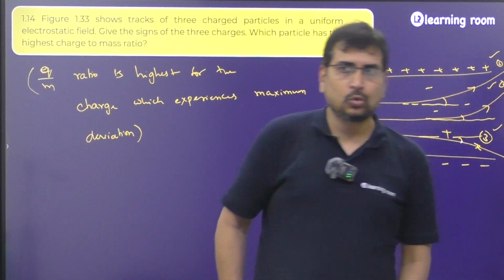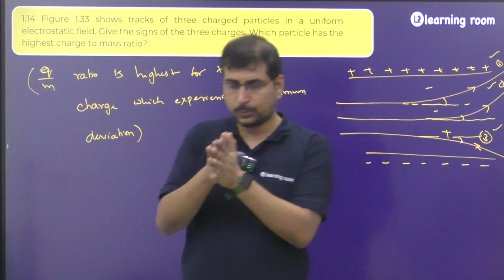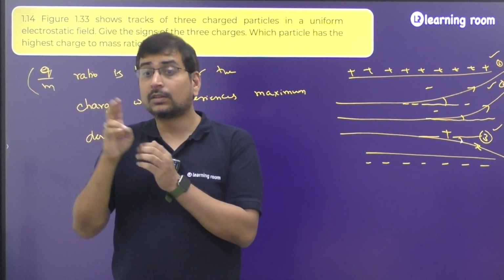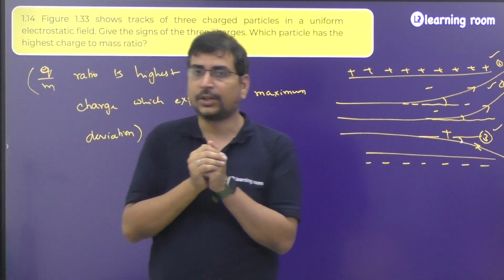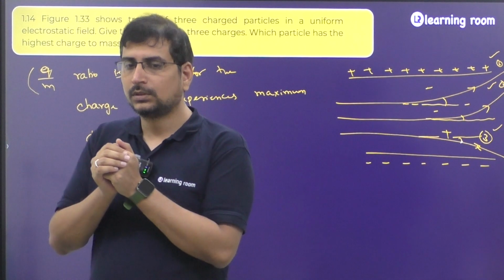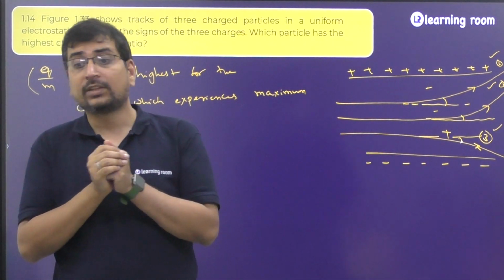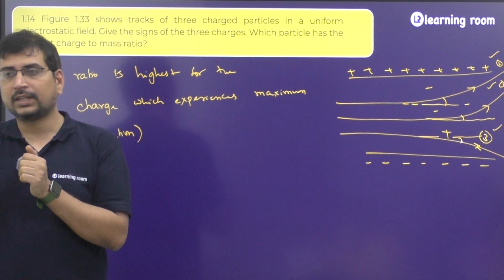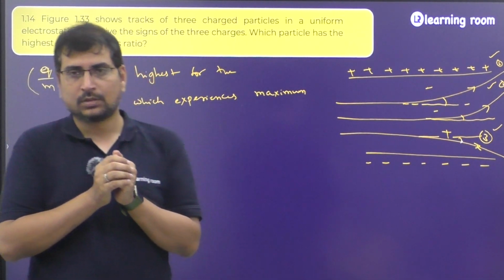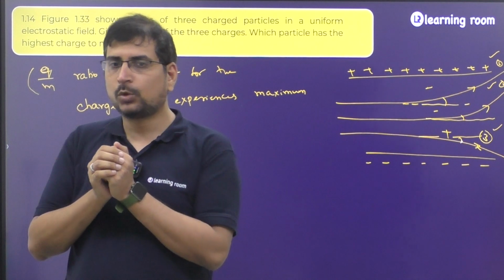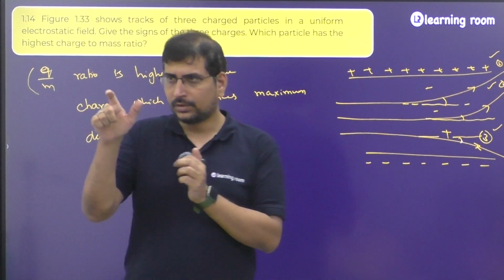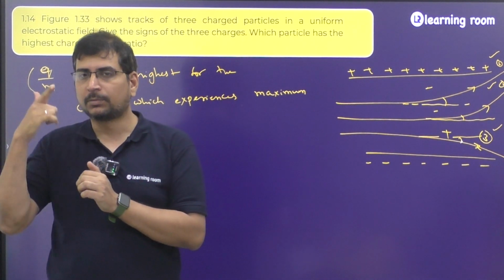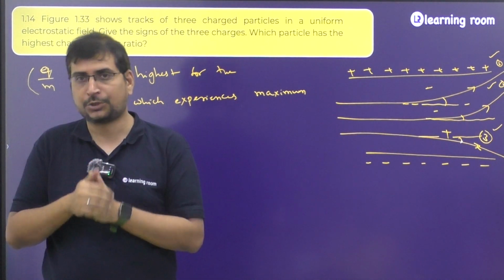See, why is it so? Actually, the answer to that question is given in the 33rd question. Look at 1.33, the next page. There, you're able to see one expression, QEL square divided by 2mVx square, I think. So that is the actual reason why the charge to mass ratio is directly proportional to the deviation.